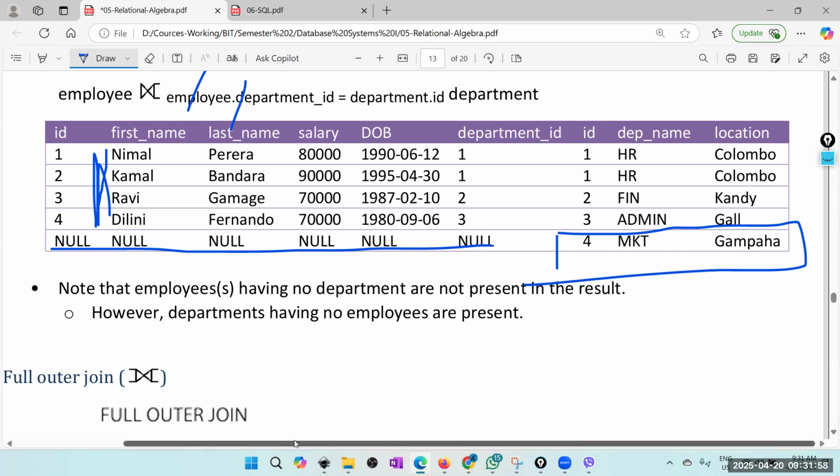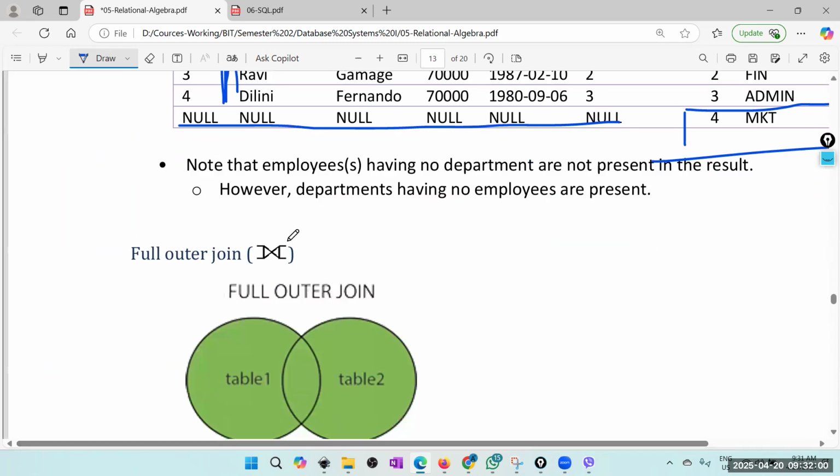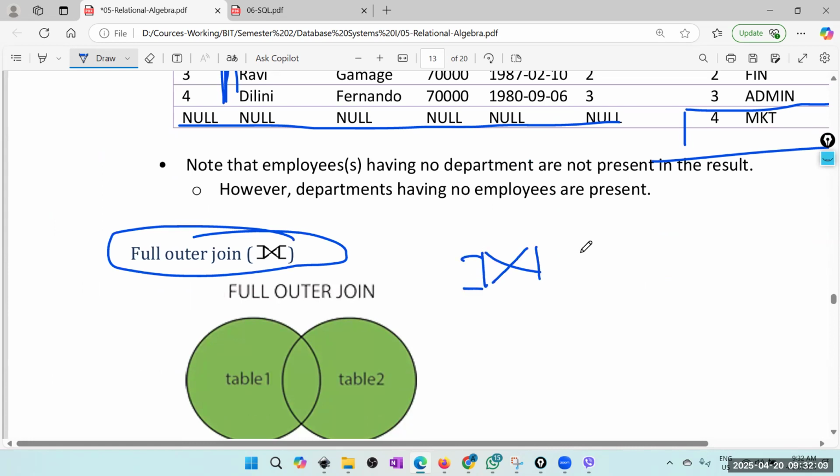So then the final one is full outer join. Full outer join is left outer join union right outer join. Whatever records you get in the left outer join must be in your final result. Whatever records you get from the right outer join must be in the final result. But if the same record is in both results, you take it only once.